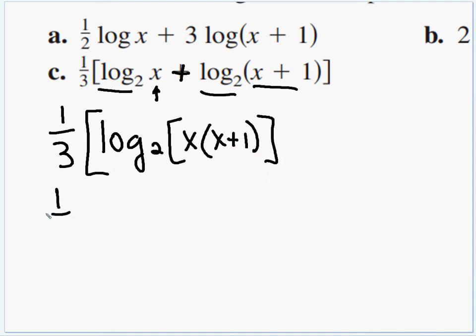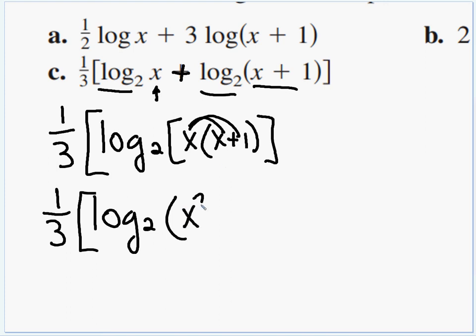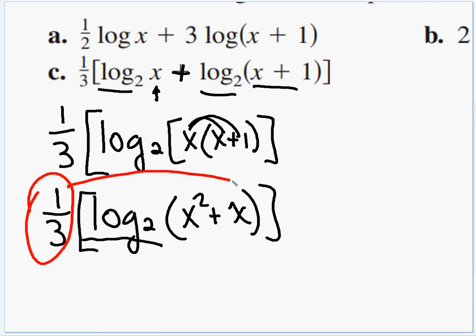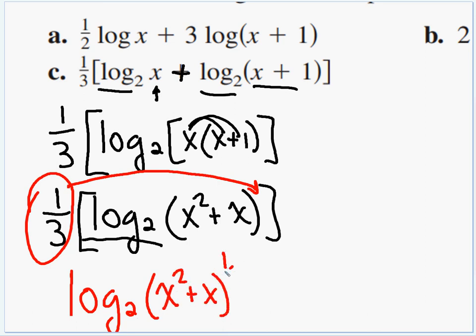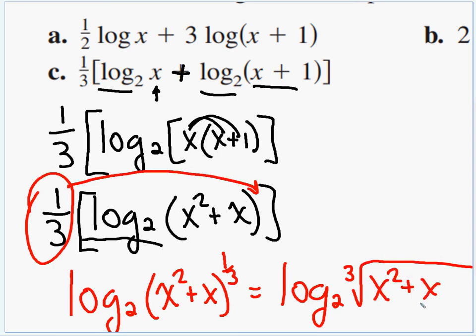All right, let's distribute that x across the x plus 1. So we distribute, get x squared plus x. And now, since we've got this down to a single log, we're ready to bring up that 1/3 and make it an exponent up here. So we've got log base 2 of (x squared plus x) to the 3rd power, or I believe the book puts it back under a 3rd root, log base 2 of the cube root of x squared plus x.